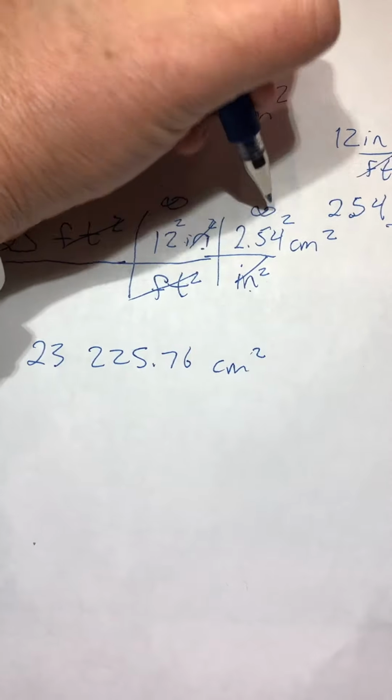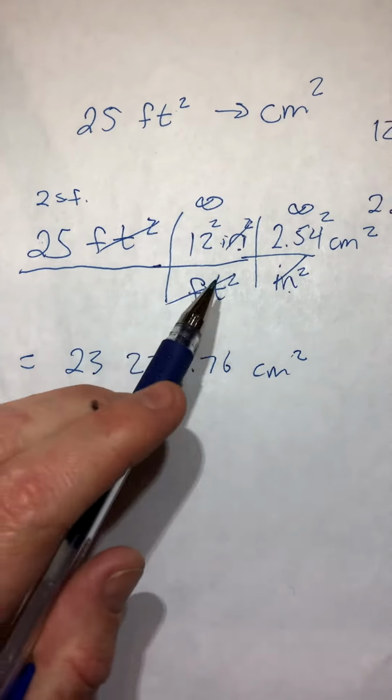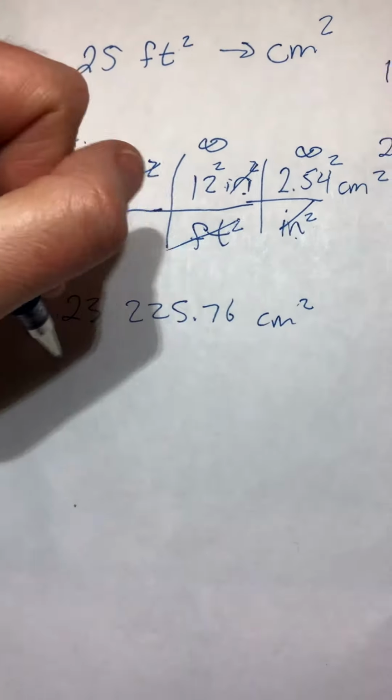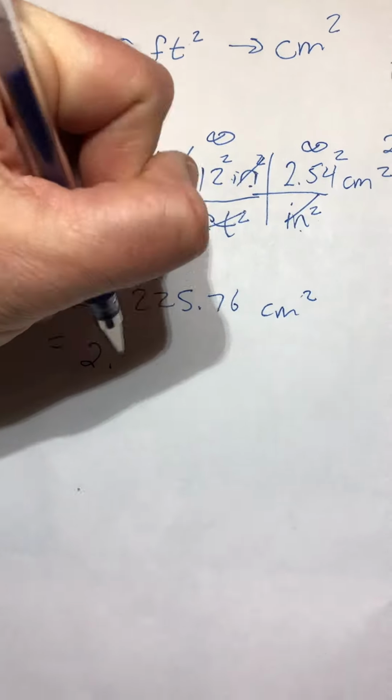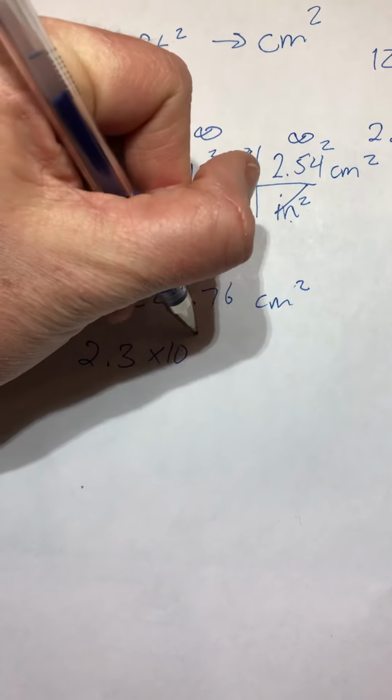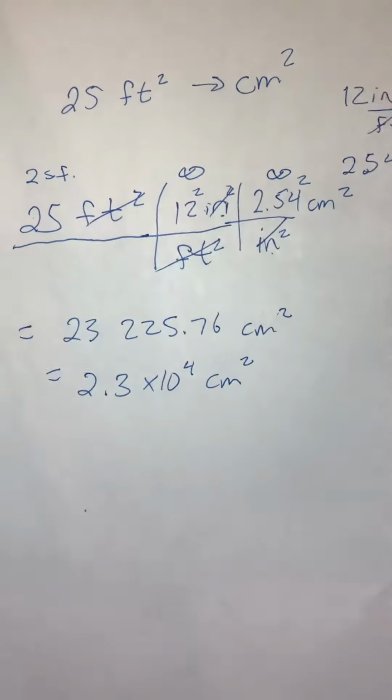And same with this 2.54. So what's smaller, 2 or infinity? 2. And this is why our resulting answer will be 2.3 times 10 to the 4 centimeters squared.